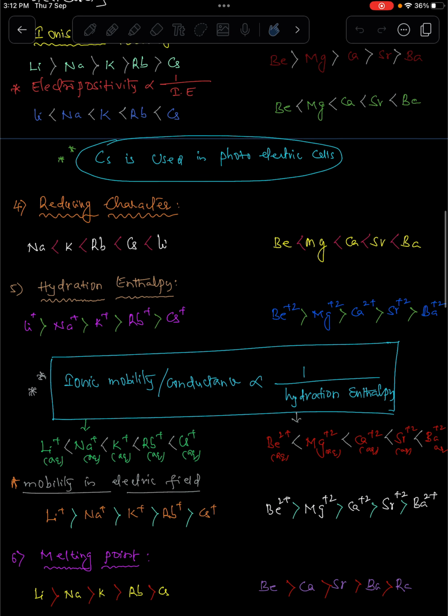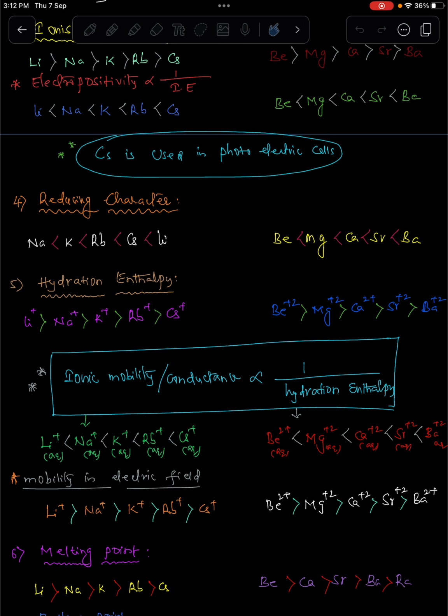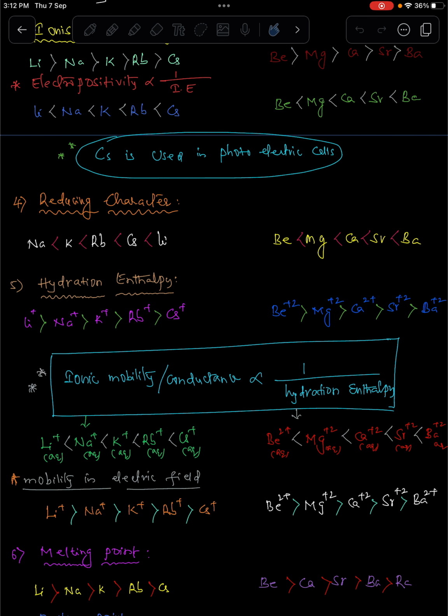Next, reducing character. So reducing character is also not following the regular trend. Among 1A group elements, lithium has highest reducing power because it has more negative SRP value. So generally, the elements which have more negative SRP value act as strong reducing agents. So exceptionally here, sodium is having least reducing nature in 1A group elements. In the case of 2A group elements, barium has high reducing property. Beryllium is least, then magnesium, then calcium, then strontium, then barium.